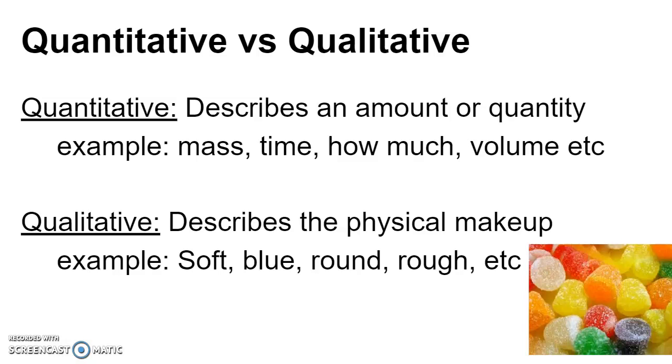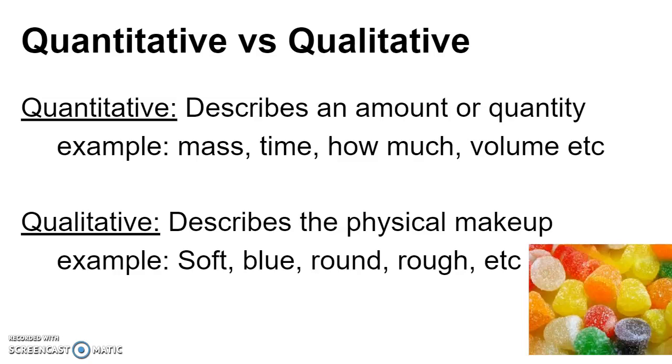I think of quantity, or I think of numbers. Okay, so quantitative type of observation or quantitative type of data, it describes an amount or quantity. Okay, so different examples is taking mass of an object, time, how much, volume, etc. So a quantitative observation, looking at the picture below of the candy, is counting how many of the different candies are there, or taking the mass of each individual one. That would be quantitative. Okay, so I think of a number amount.